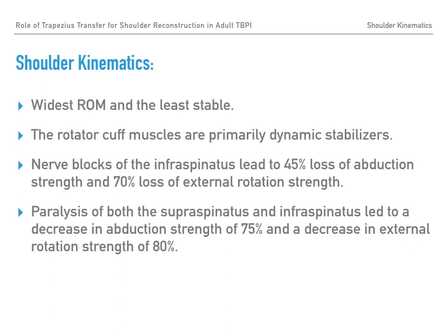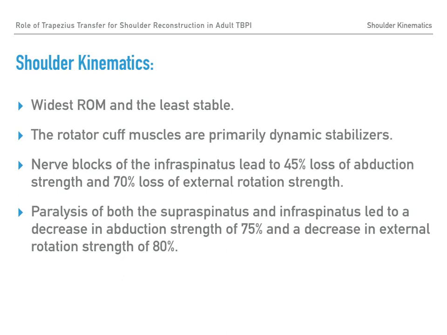Nerve blocks of the infraspinatus lead to 45% loss of abduction strength and 70% loss of external rotation strength. Paralysis of both supraspinatus and infraspinatus leads to a decrease in abduction strength by 75% and a decrease in external rotation strength by 80%. The teres minor plays a role in external rotation strength at any angle of shoulder abduction less than 20%.